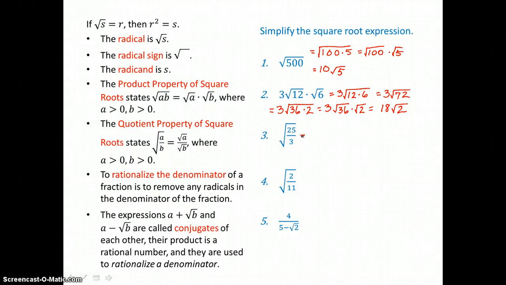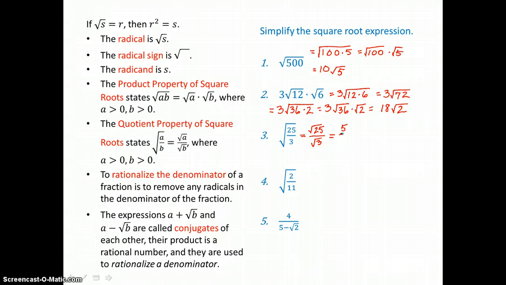Okay, in this third example, we can use the quotient property of square roots to simplify, because we can take the square root of the top divided by the square root of the bottom, and the square root of 25 on the top is 5, because 5 times 5 is 25.